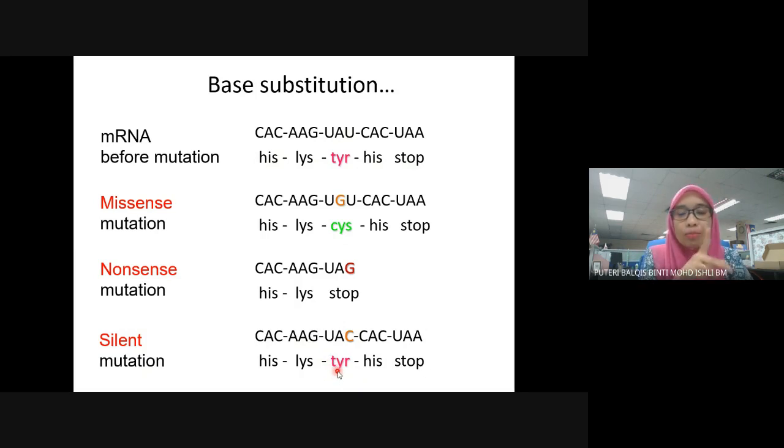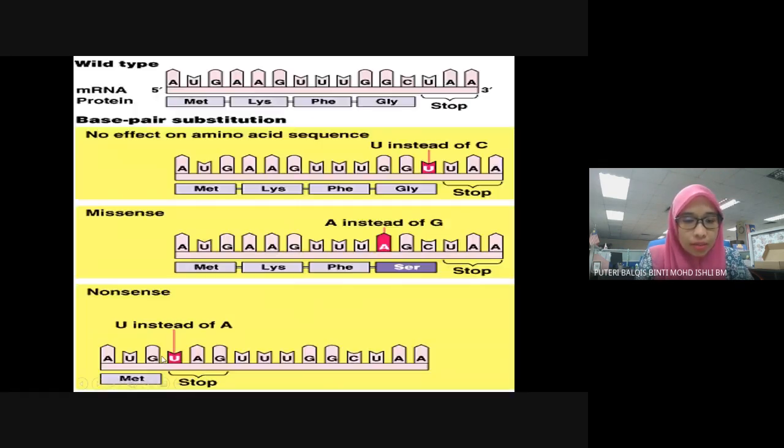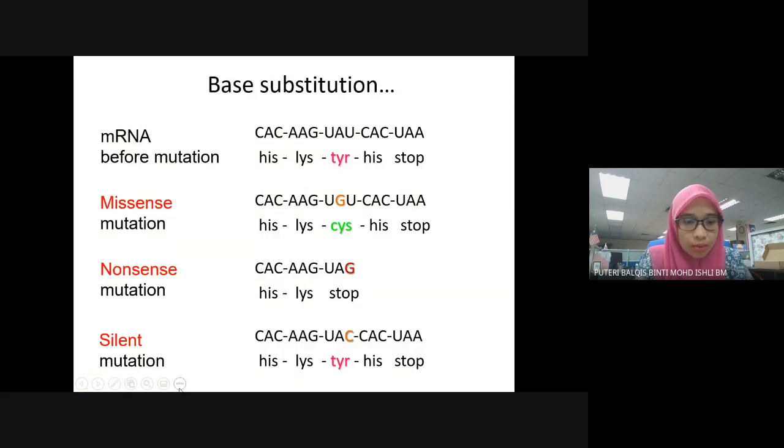Kalau missense maksudnya kita dah tukar amino acid ni. Contoh yang ni, kita dah tukar base. A ni digantikan dengan G. So bila digantikan, amino acid daripada tyrosine dia akan tukar jadi cysteine. So bila dah tukar amino acid, kita panggil sebagai missense mutation.